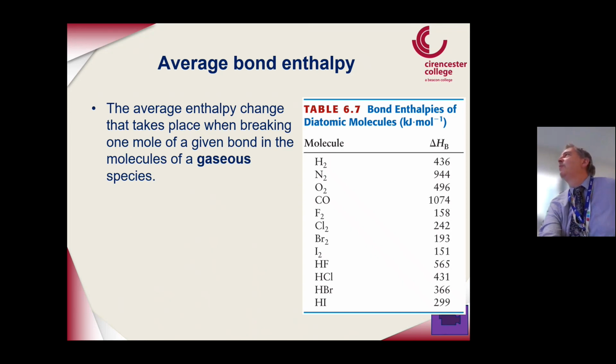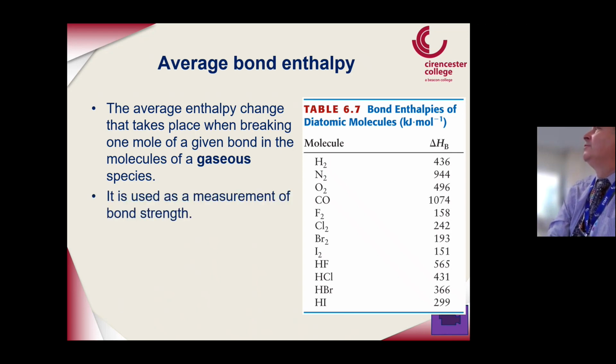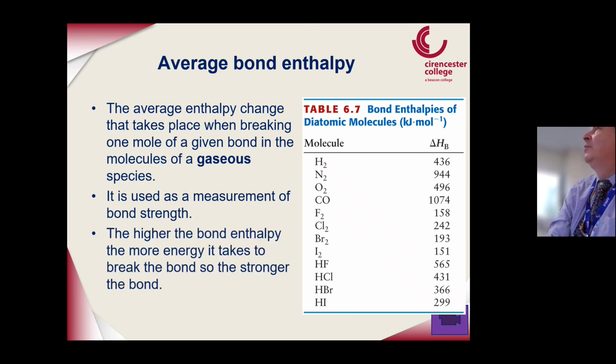Average bond enthalpies are measured when breaking a mole of a given bond in molecules of gaseous species. So if I take hydrogen as a gas, I can break the bond, and I need 436 kilojoules per mole to break that bond. You can see some of those energies. It is a measurement of bond strength, and the higher the bond enthalpy, the more energy it takes to break the bond, so the stronger the bond. Which is the strongest bond there?